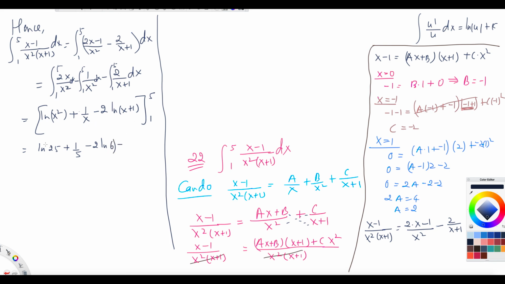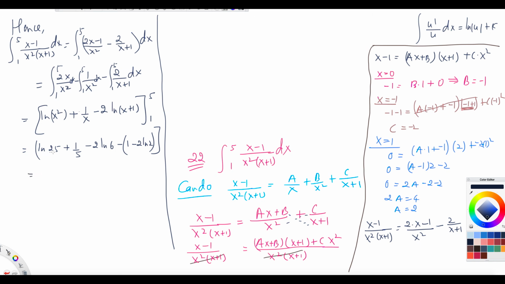Minus, now plug in 1. What do you get? Natural log of 1 is 0, plus 1 over 1 is just 1, and then minus 2 natural log of 2. So the first one is 0 plus 1 and then minus 2 natural log of 2, right? That's what you get. By the way, you can close the parenthesis or you don't have to, basically. We get for the first term.